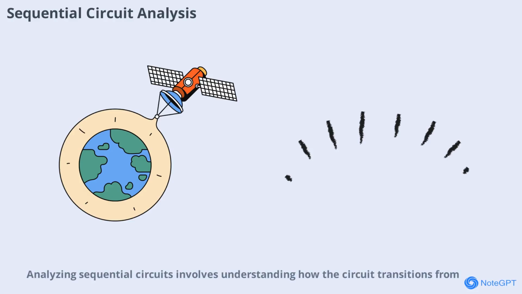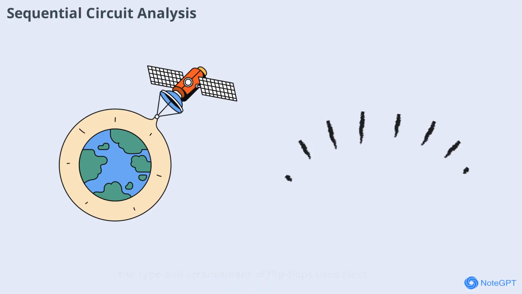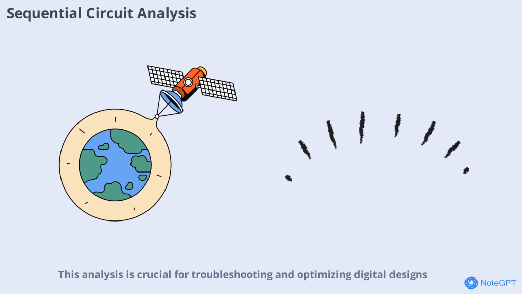Analyzing sequential circuits involves understanding how the circuit transitions from one state to another based on inputs and current states. This process typically starts by identifying the type and arrangement of flip-flops used. Next, you examine how inputs affect the state transitions. By systematically analyzing the circuit, you can predict its behavior and ensure it meets the desired specifications. This analysis is crucial for troubleshooting and optimizing digital design.